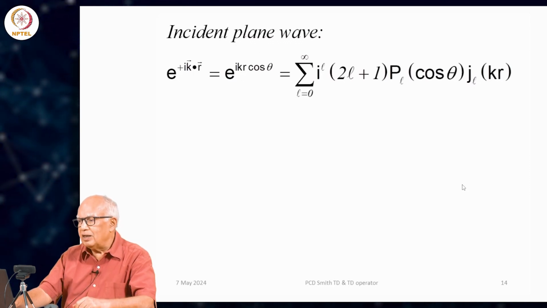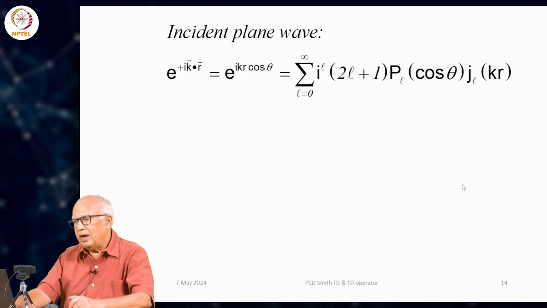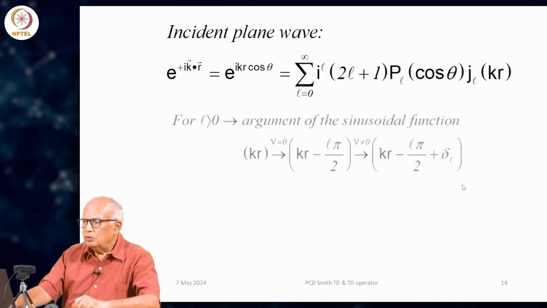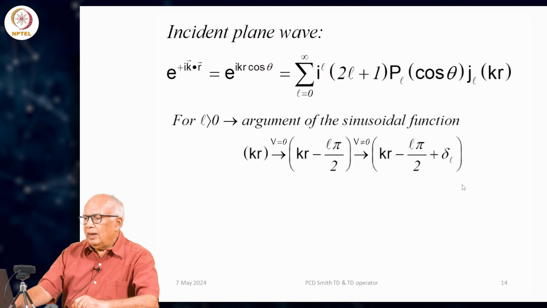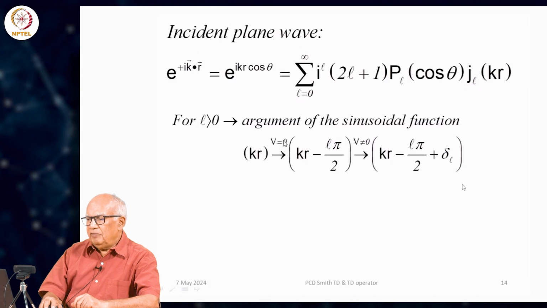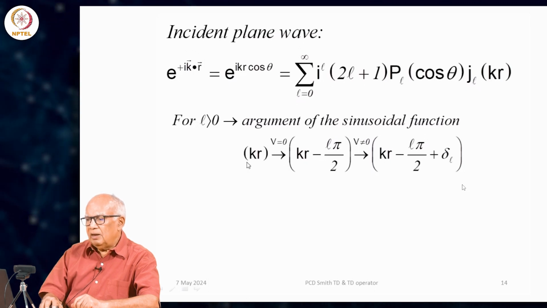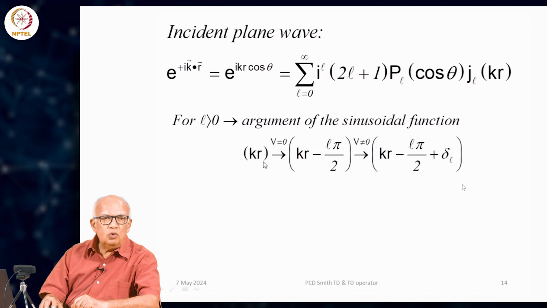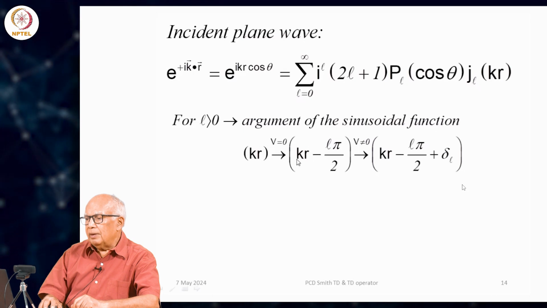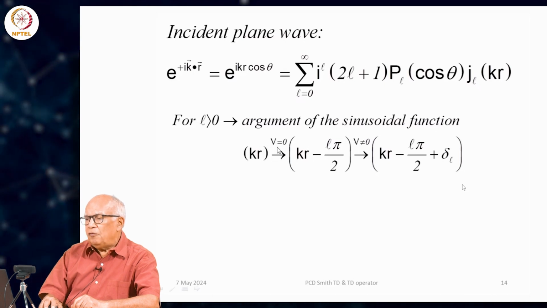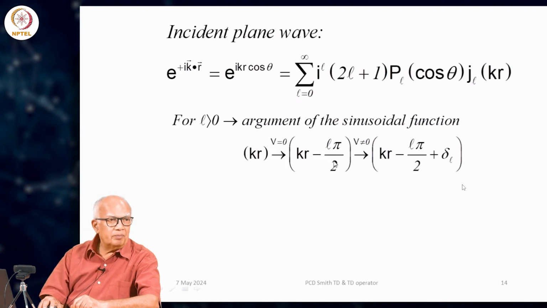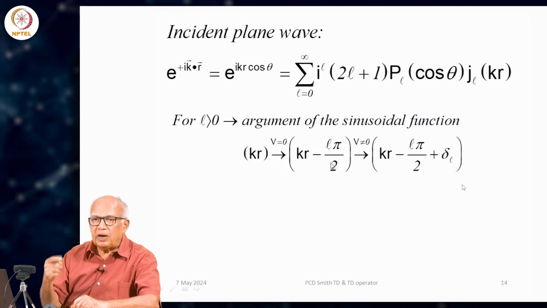Now, our incoming incident plane wave you can write in terms of the Legendre polynomials, or in terms of the spherical harmonics, but if you carry out the summation over the m quantum number, it will reduce to this. And here is the important result which I just talked about: if the potential is 0, the argument of the sinusoidal solution, which is Kr, drops by pi by 2 for every subsequent value of the partial waves.